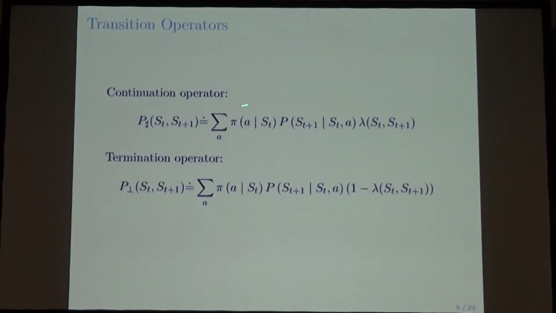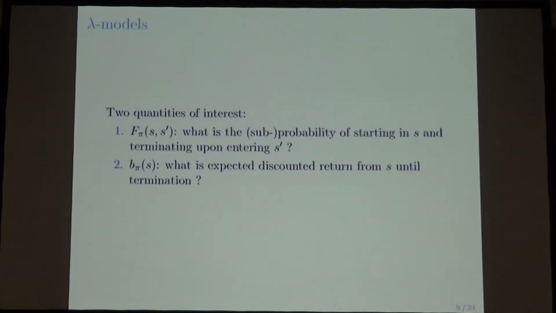So these are just operators over that augmented state space. P sharp here is the transition operator to the next state, and with the continuation event here. And similarly, we have the termination operator here, P bottom, where with 1 minus lambda, and 1 minus lambda means termination. Okay, so with these operators now we can start doing cool stuff.